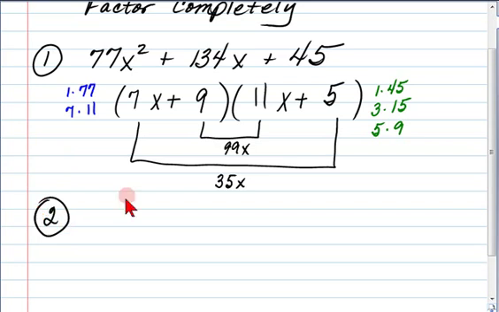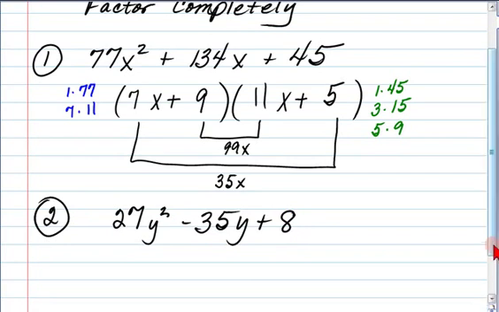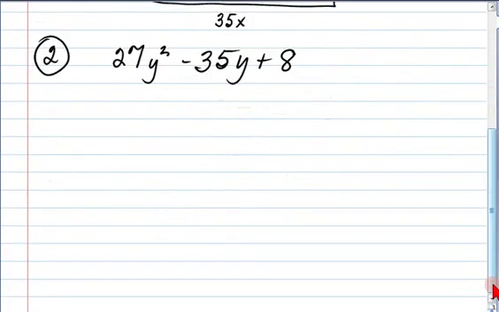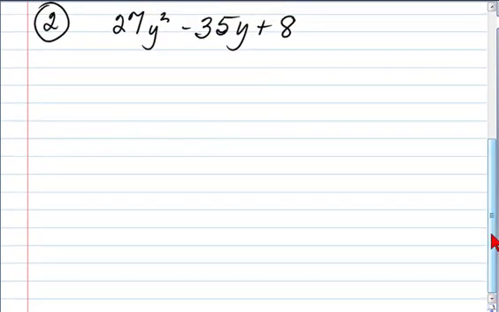Let's look at number 2. I have 27y squared minus 35y plus 8. And let me make this so it's the only thing showing. There it is. Okay, step 1. Is there a common factor? 27, 35, no. It's a trinomial. I'll go with trial and error. Tell me about the signs. Both will be negative. When the last sign is positive, they both match the middle term. They are both negative.